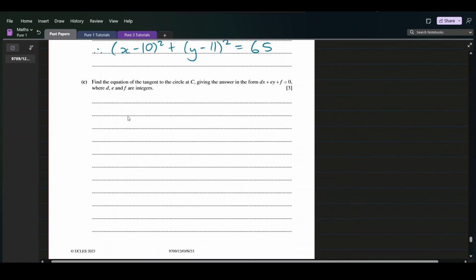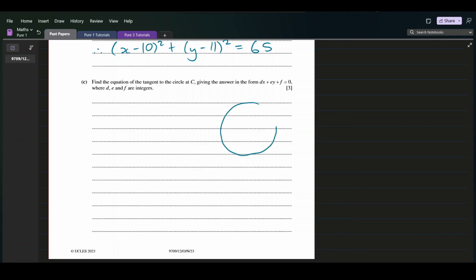Part C. Find the equation of the tangent to the circle at C, giving the answer in the form dx plus ey plus f is equal to 0. Okay, so if we draw a circle again, point C was somewhere here, and then with our center here being 10, 11, and then this is C. We have our tangent at C, and we want the equation of this tangent. We know that it forms a right angled triangle over here.